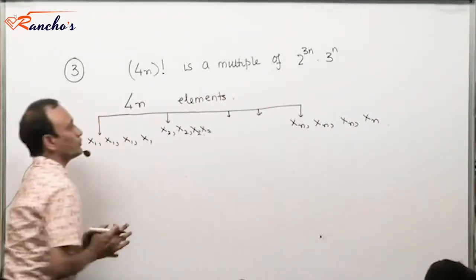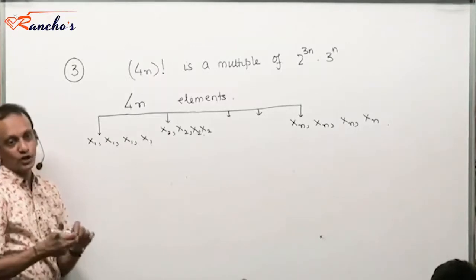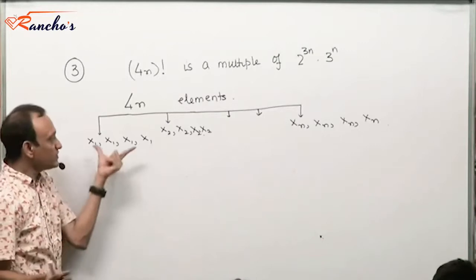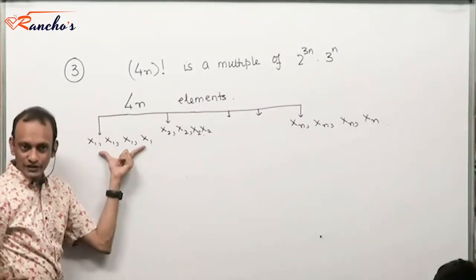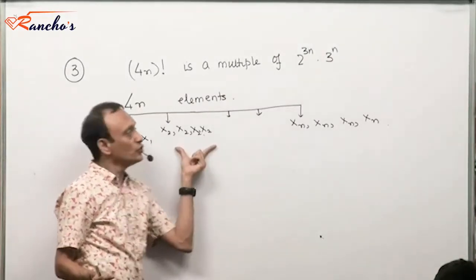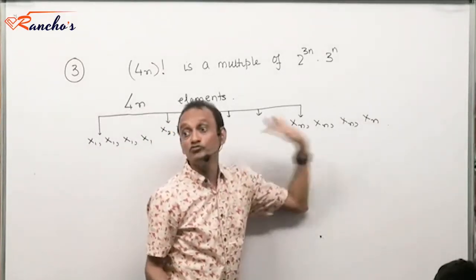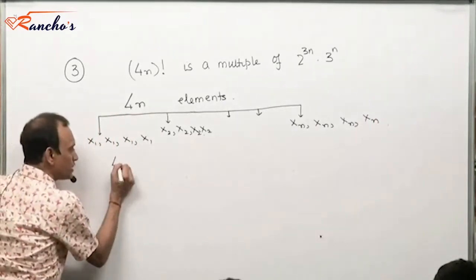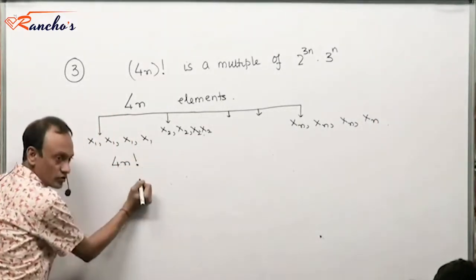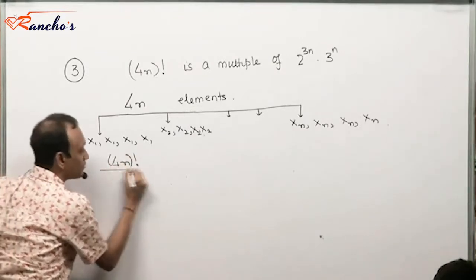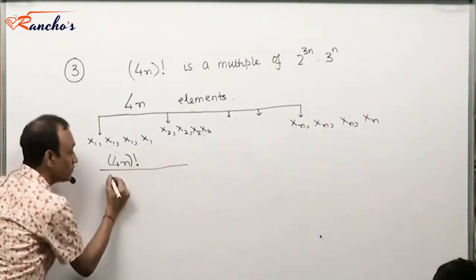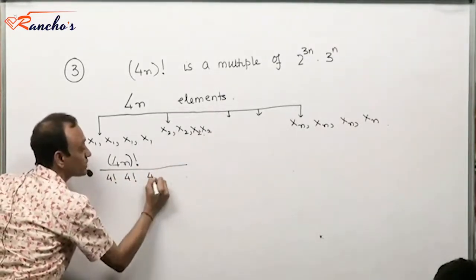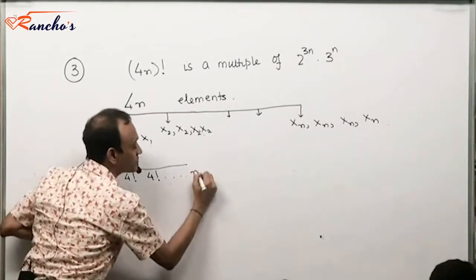Now, the number of permutations of 4n things taken all at a time in which 4 are alike and of one kind, 4 are alike and of a second kind, 4 are alike and of a third kind, 4 are alike and of a nth kind. That count, that permutation is going to be given by 4n factorial divided by 4 factorial into 4 factorial into 4 factorial. How many times? N times.